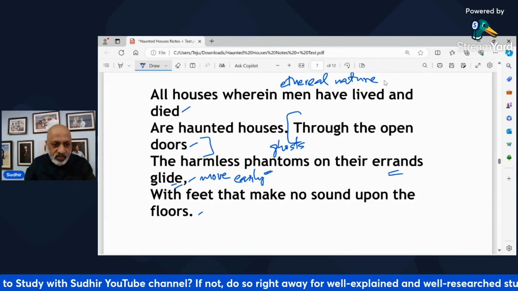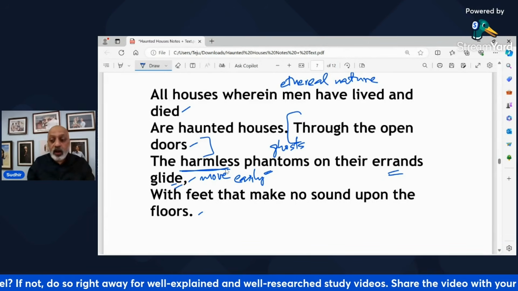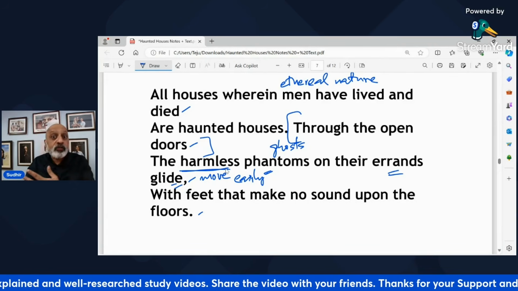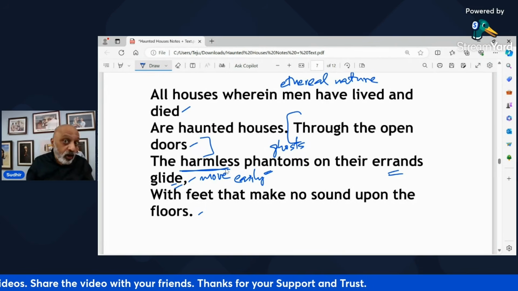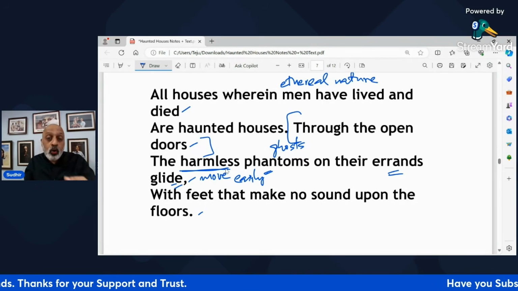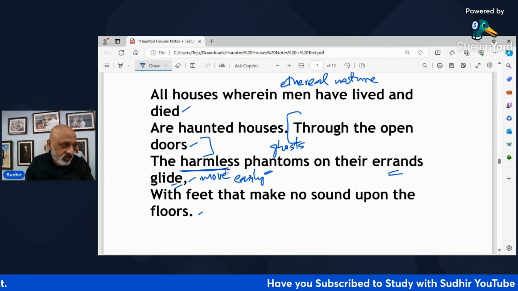So harmless, what does harmless straight away convey? That they are not to be scared of. They are not dangerous. They are not malicious kind of spirits. They exist, but they don't threaten you. You may feel scared of them if you happen to see them, but they are not there to scare you or threaten you in any way. They are not posing a threat to your existence.